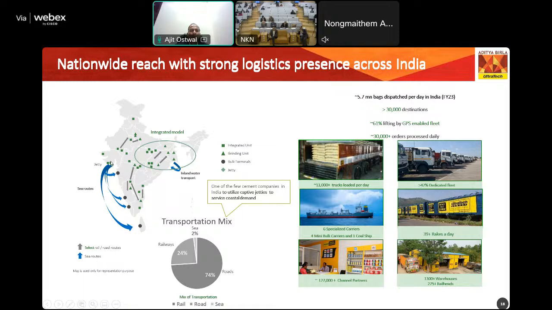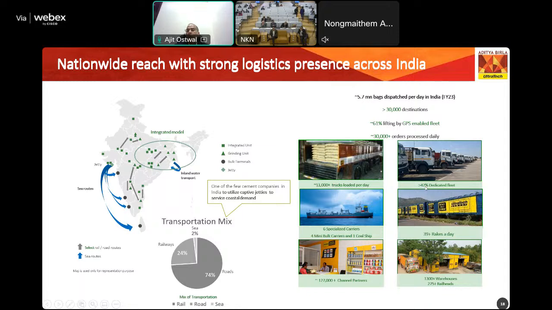So coastal plant from Gujarat brings material to the south, Kerala and Karnataka coast, even the Maharashtra coast. Similarly, there are inland water transport also, very recently it was initiated. So if we see the total transportation mix, through road transportation, 74% is transported, 24% through railway, and rest 2% through sea. And 11,000 plus trucks are loaded per day.